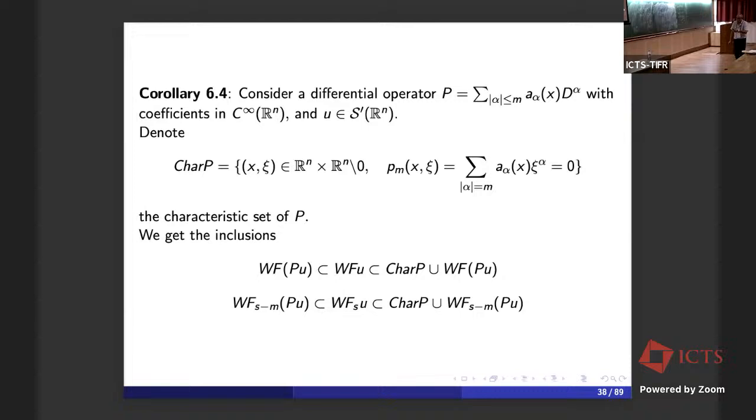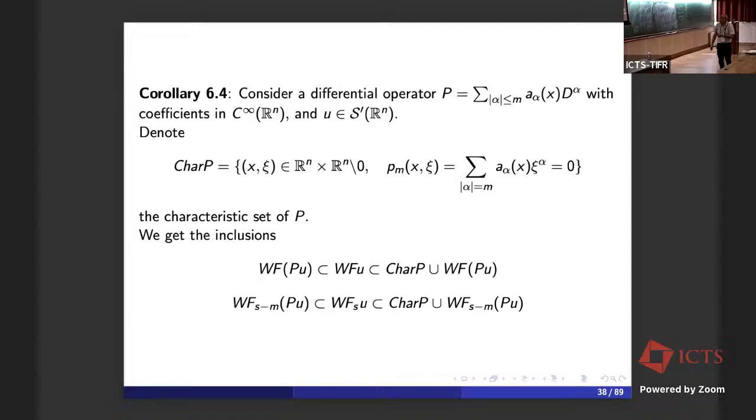So this is summarized in this result. If P is a differential operator with smooth coefficients, if u is a distribution, Char P is equal to the set of zeros of the principal symbol, okay? This is the characteristic set of P. So you have the conclusion. You know that the wavefront of Pu is contained in the wavefront of u. This is for free.